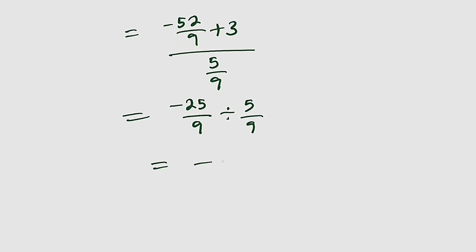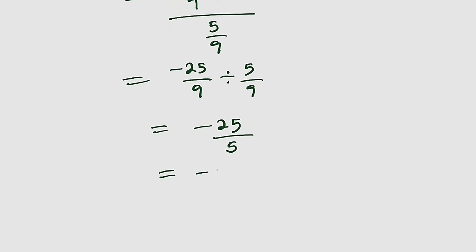This is the same thing as negative 25 divided by 5, because if you are dividing with common denominators, you can always cancel them. So it is the same thing as this divided by this. And if you divide negative 25 by 5, you shall obtain negative 5. So r2 is equal to negative 5.